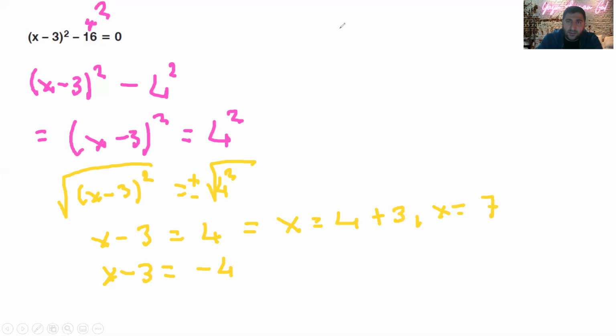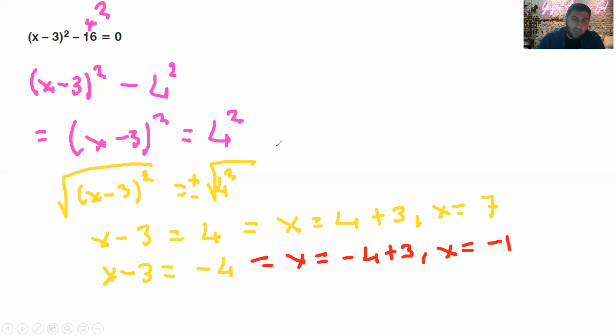Okay, then I come here. I'm going to work this one out. I'm going to say x minus 3 equals negative 4. Then I'm going to leave x alone. x equals negative 4 is already there. This negative 3 will come to this side, and it's going to be positive. So x equals negative 4 plus 3. Negative 4 plus 3 is going to be negative 1.